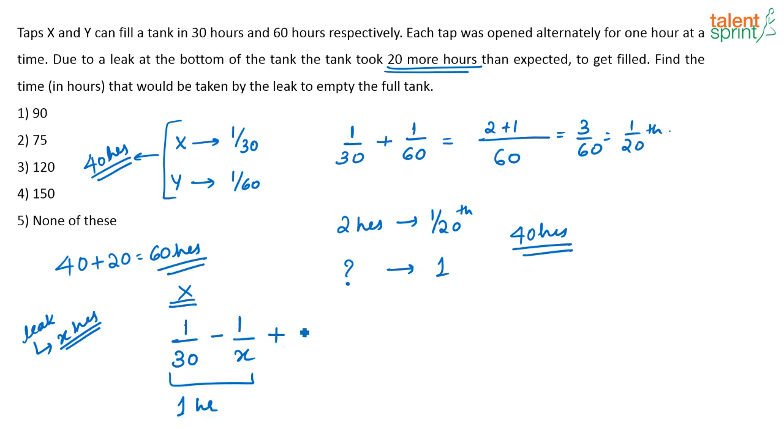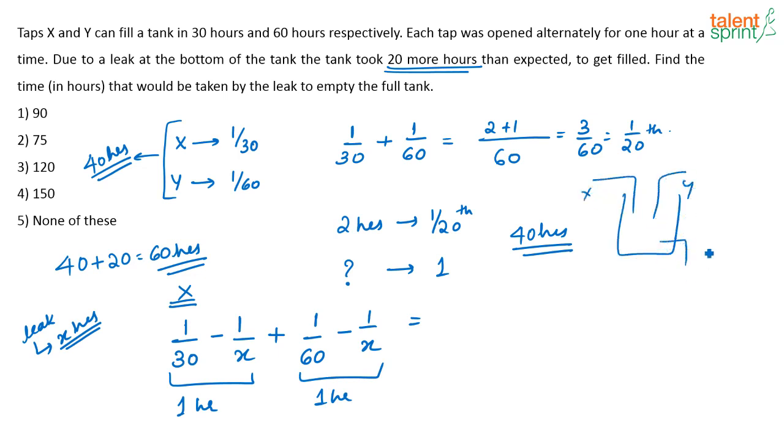Similarly, in the second hour, what will happen? Y will fill 1/60th of the tank. Again the leak will empty 1/X of the tank. Now put together, this is happening in the second hour. So now we know that if the leak is also present, you have two filling pipes X and Y, and you have a leak also present. In the first hour, pipe X is open and the leak is also there. In the second hour, pipe Y is open and the leak is also there.